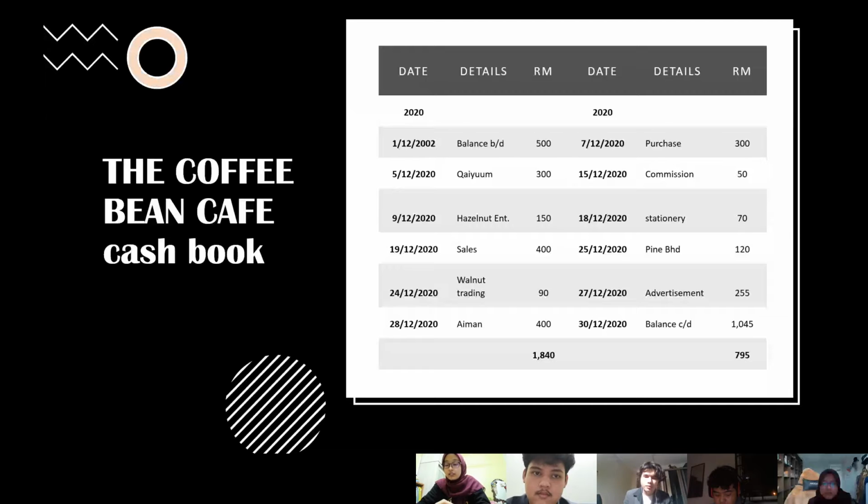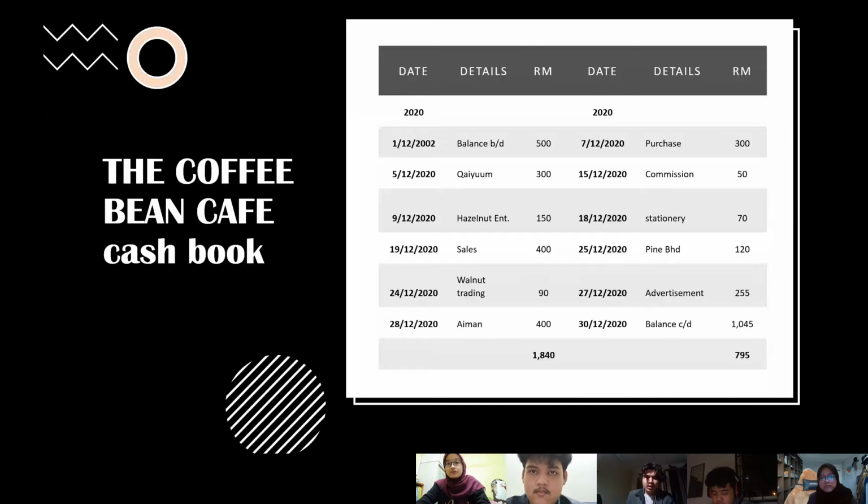1,840. On the credit side, 7 December, purchase 300, 15 December, commission 50 ringgit, 18 December, stationery 70 ringgit, 25 December, Pine Berhad 120, 27 December, advertisement 255, 30 December, balance CD 1,045 ringgit. The total is 1,840. So I will pass the microphone to Aidit.